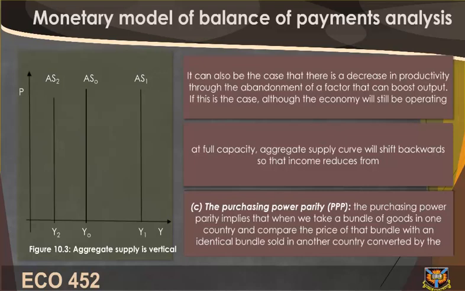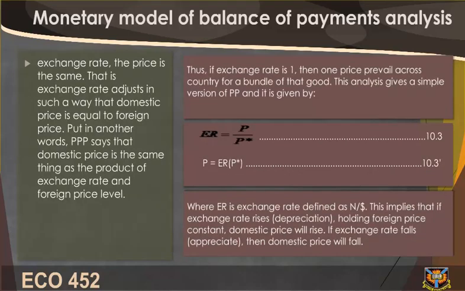C. The purchasing power parity, PPP. The purchasing power parity implies that when we take a bundle of goods in one country and compare the price of that bundle with an identical bundle sold in another country, converted by the exchange rate, the price is the same. That is, exchange rate adjusts in such a way that domestic price is equal to foreign price. Put in another way, PPP says that domestic price is the same thing as the product of exchange rate and foreign price level. Thus, if exchange rate is 1, then one price prevails across countries for a bundle of that good.